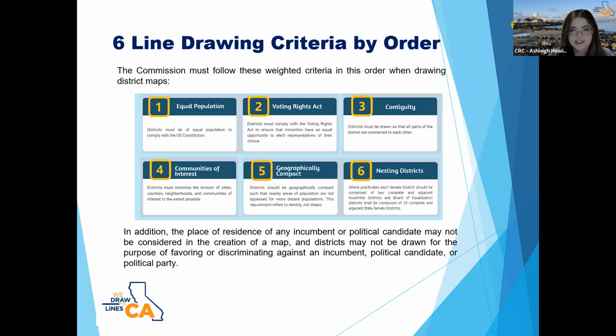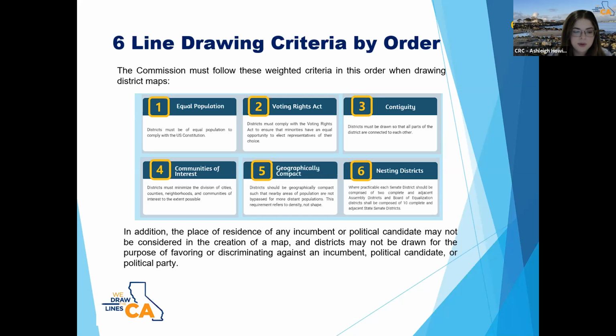So these are the 6 line drawing criteria that the commission must follow in this order when they are redrawing the district maps. So the first one is equal population. Districts must be of nearly equal population to comply with the US Constitution. Number 2, districts must comply with the Voting Rights Act to ensure that minorities have a fair opportunity to elect representatives of their choice.